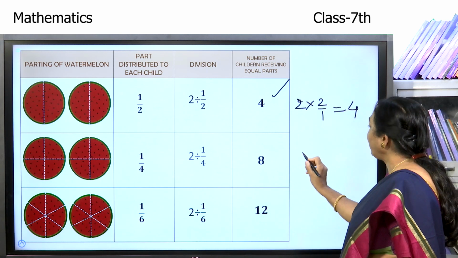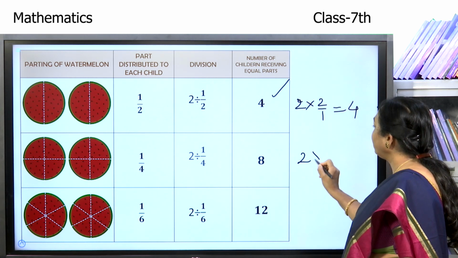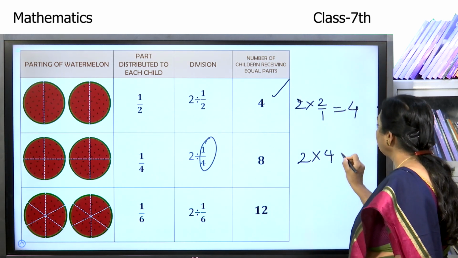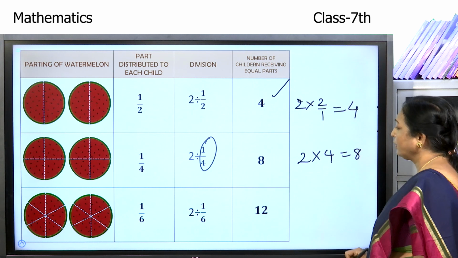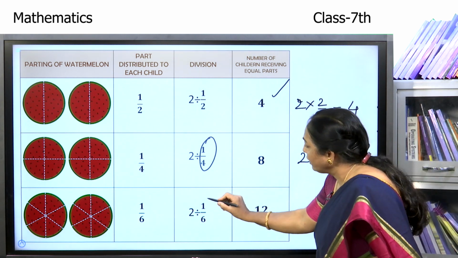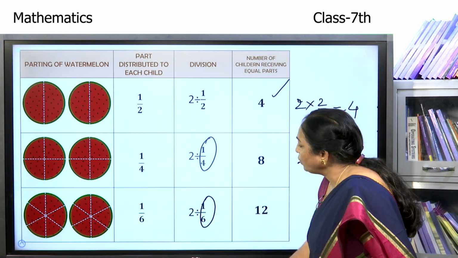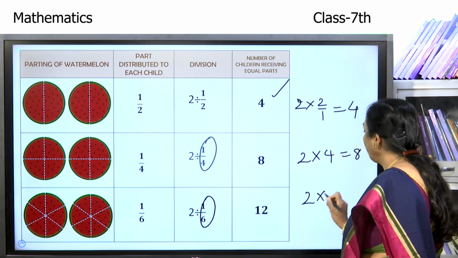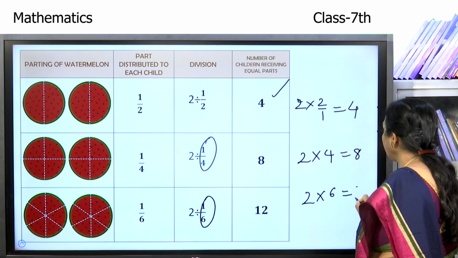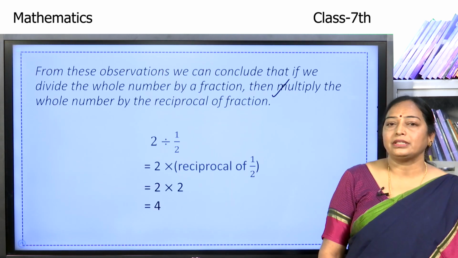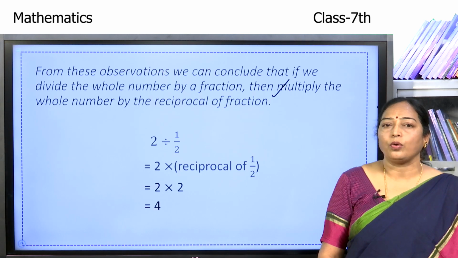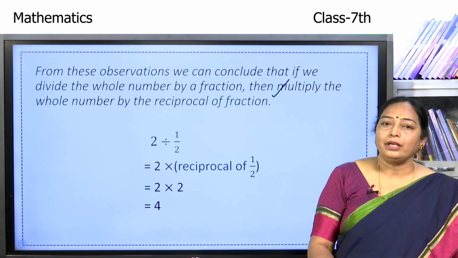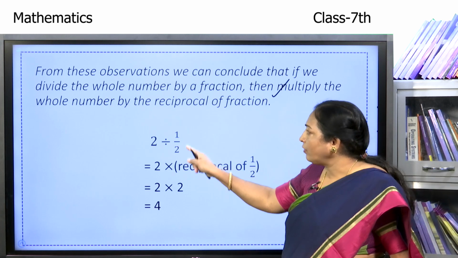Again, if you multiply 2 by the reciprocal of 1/4, we will get 8. If you multiply 2 by the reciprocal of 1/6, it is 12. From these observations, we can conclude that if we divide a whole number by a fraction, then multiply the whole number by the reciprocal of the fraction.